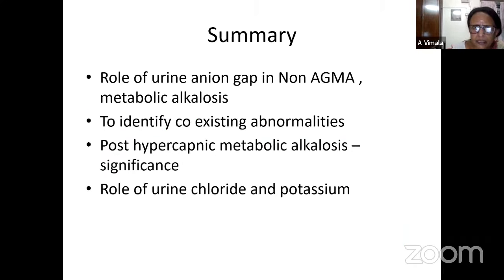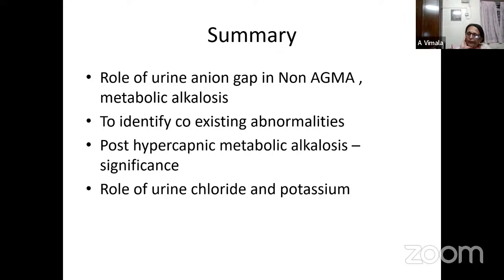So in the last 1 hour or so, we were trying to discuss metabolic alkalosis and the normal anion gap metabolic acidosis. We said when you have a normal anion gap metabolic acidosis, as it is currently called, you should look at the urine anion gap. If the urine anion gap is increased, a positive value, again the kidney is the culprit. You have to identify the coexisting abnormalities, electrolyte abnormality or a mixed acid-base abnormality.